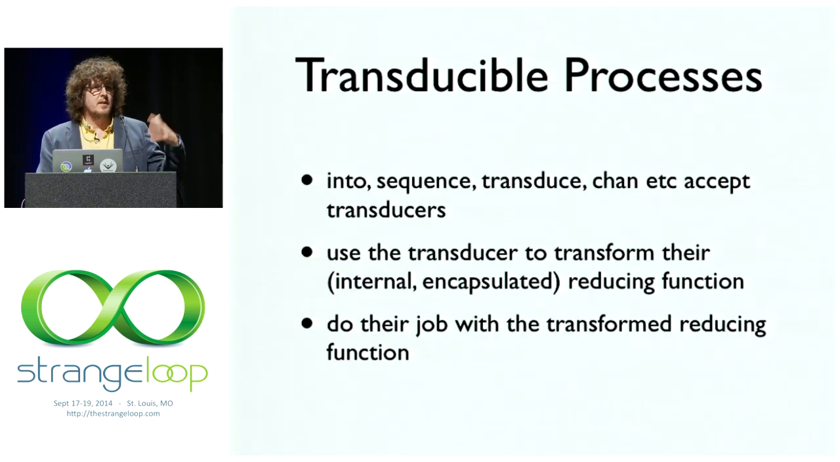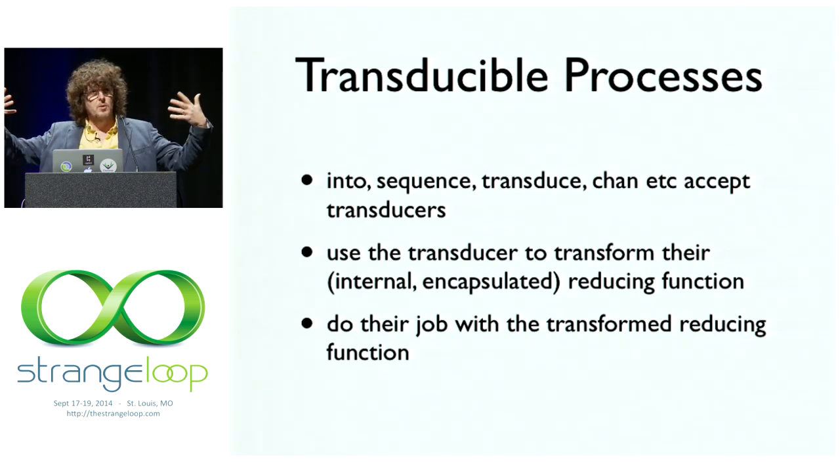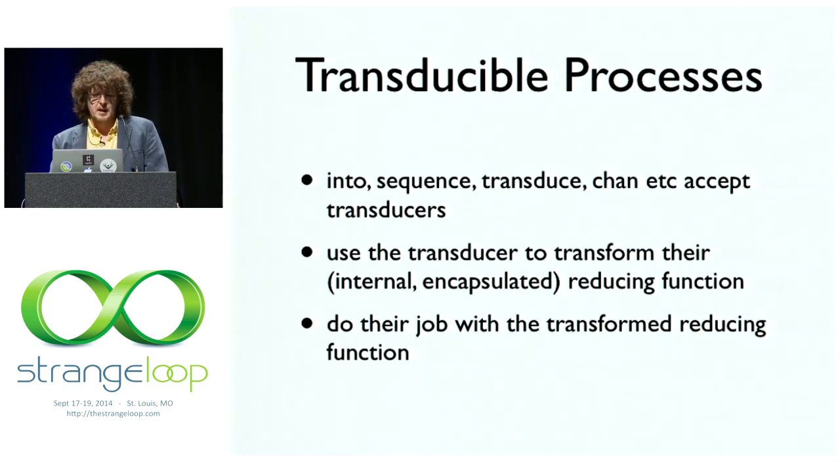So we call all of these things, into and sequence and transduce and chan, transducible processes. They satisfy that definition of process we gave before, and they accept a transducer. So transducers sort of have two parts. You make functions that create transducers, and in contexts where they make sense, you start accepting transducers. And then you have these two orthogonal Legos you can put together.